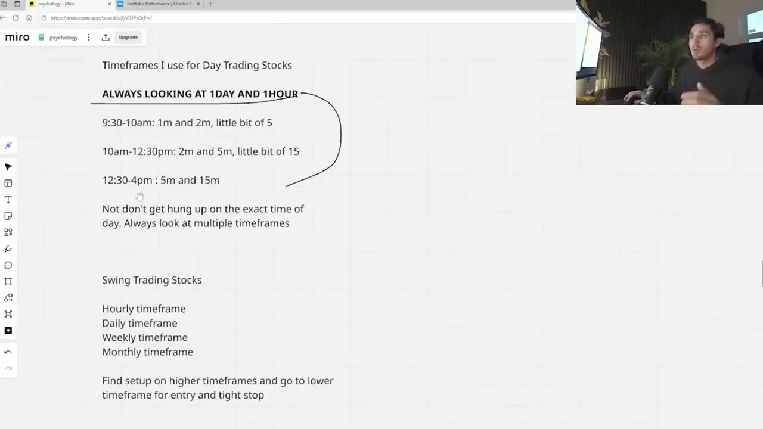And don't get hung up on the exact time of day, right? It doesn't matter, like if it's 9:57, there's no exact time where I transition to another time frame. It's flexible. I'm very free with my trading. I'm looking at all of them, to be honest.